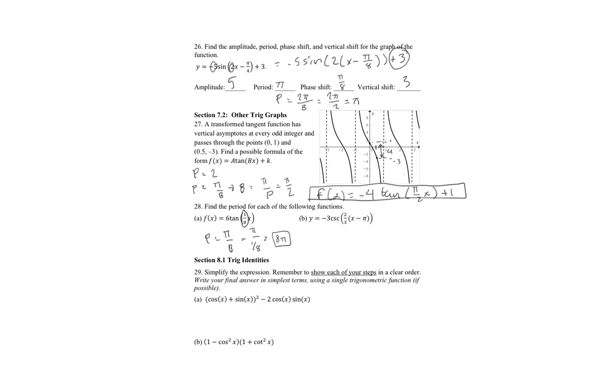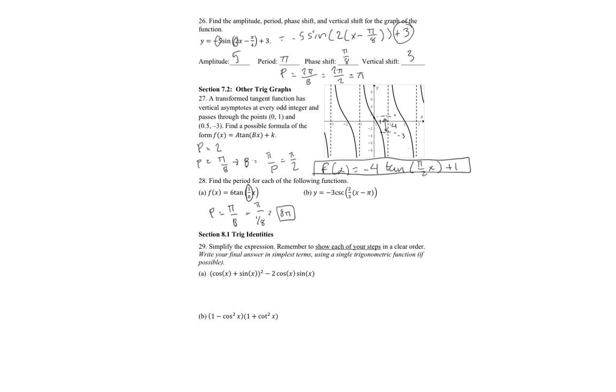And for part b, we're given cosecant, which is related to sine, right? And so we know the period is going to be equivalent to 2 pi over b. And we know our b in this case is going to be 2/3, so that's out front. So that's going to be 2 pi over 2/3, which if you do that math, that'll give you 3 pi.